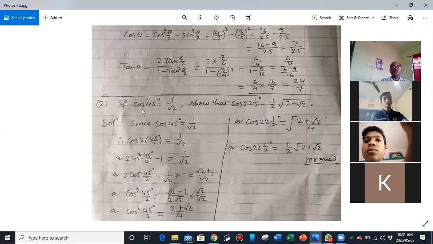If cos 45 degree is 1 by root 2, then what will be the value of cos 22 and a half degree? Here the answer is given: cos 22 and a half degree equal to 1 by 2 under square root 2 plus root 2.